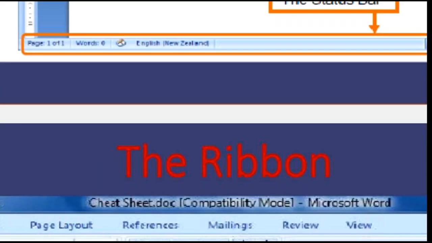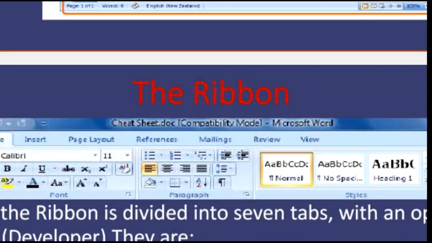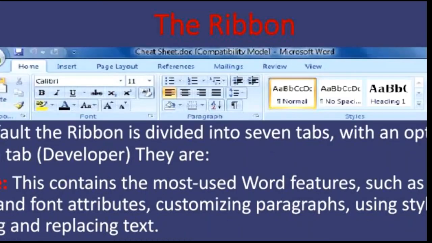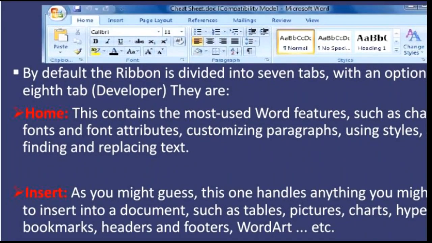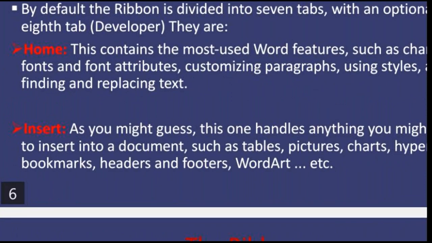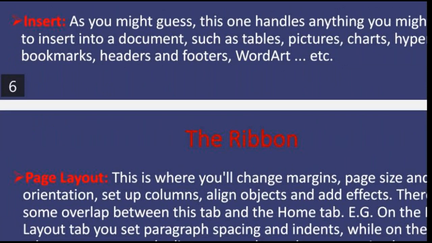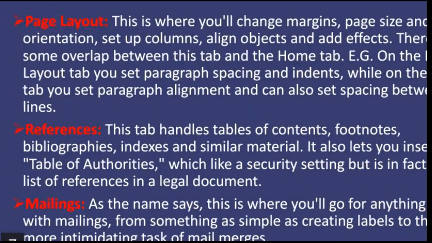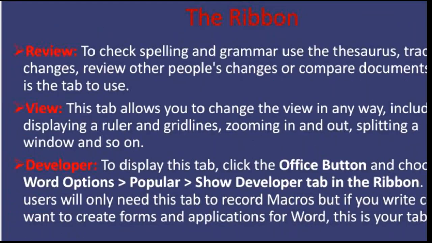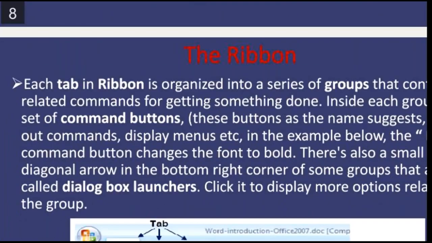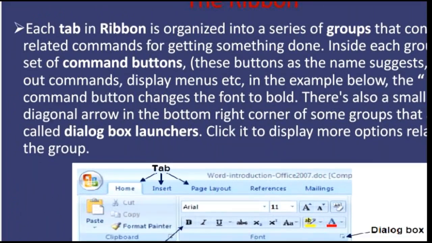So we went ahead to talk about the ribbon. We said the ribbon is divided into 7 tabs, and we looked into them from our screen. We talked about the Home tab, the Insert, the Page Layout, the References, the Mailings, the Review, the View, and the Developer. So these are what we looked at on the ribbon, and we tried to establish each one.